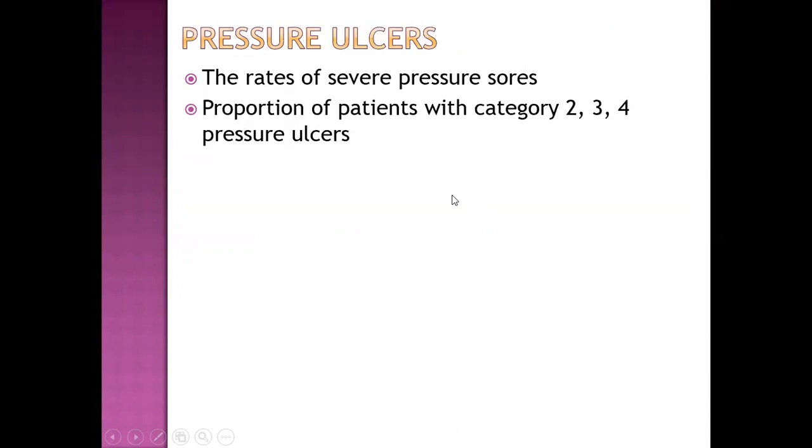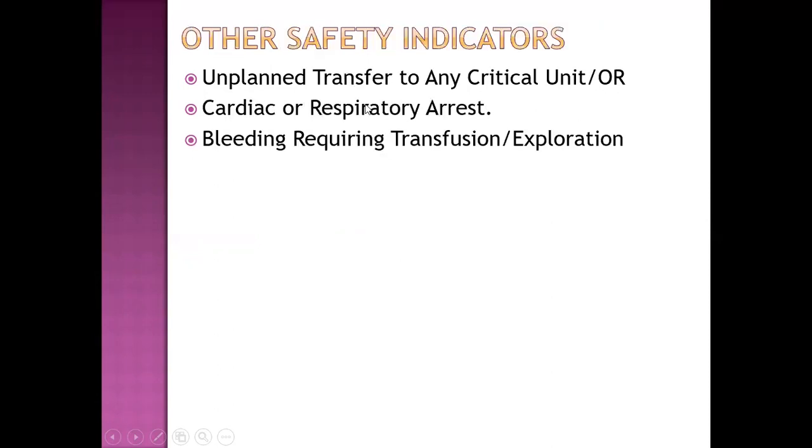Then pressure ulcers, the rate of severe pressure sores, proportion of patients with category 2, 3, 4 pressure ulcers. Then other safety indicators include unplanned transfer to any critical unit or cardiac or respiratory arrest, bleeding requiring transfusion or exploration.